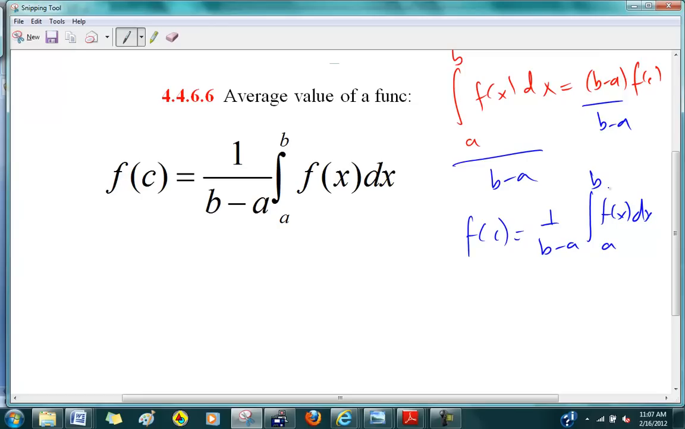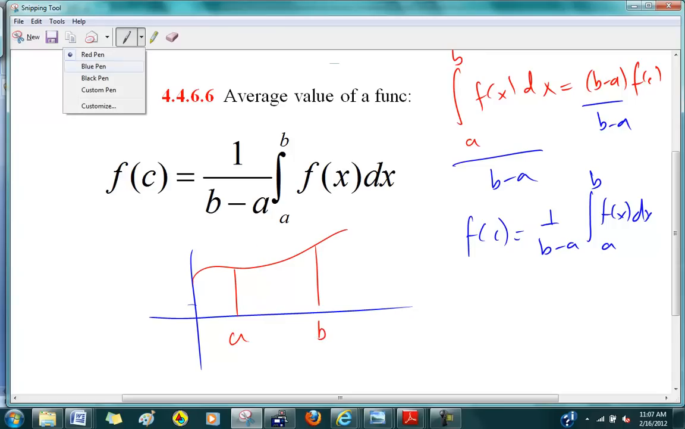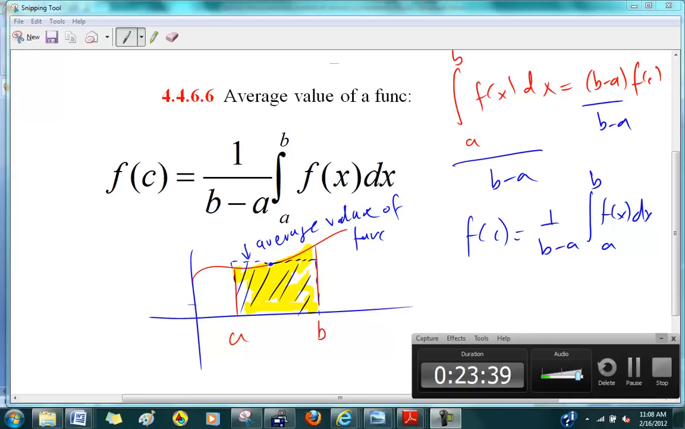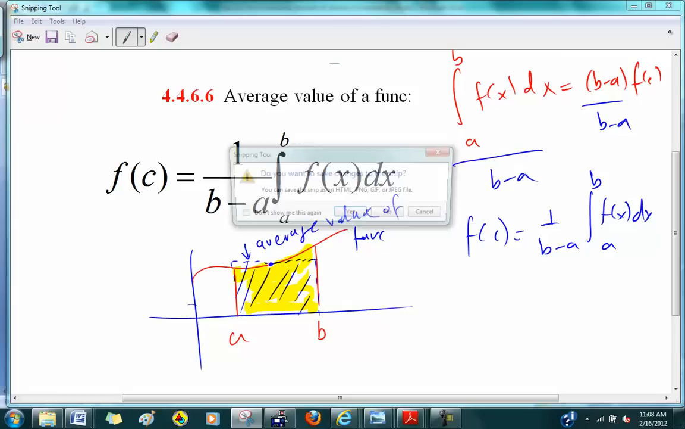So the reason why it's the average value is what it's saying is that, hey, if you have a graph, and you have an integral of that, let's say that this is a and this is b. If you have an integral over that, it's saying that there is some value of c such that if you want to draw a rectangle, the area of that rectangle is going to be the area underneath the graph. And so then this value here is called the average value of the function. Okay, so it's just a rehash of the mean value theorem.